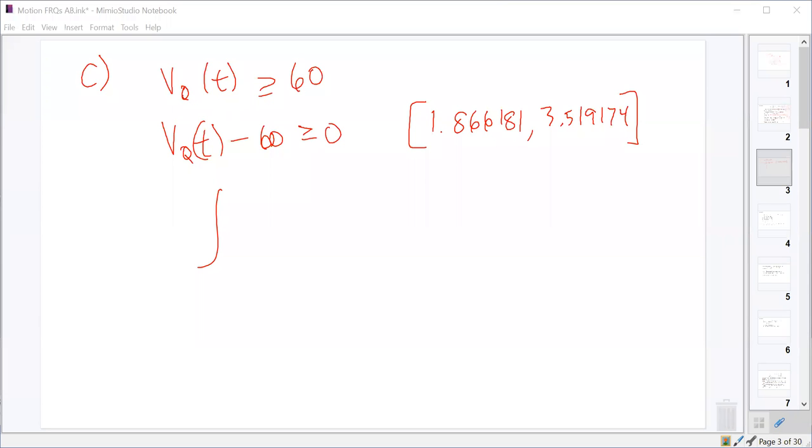Now we're recording. We'll go back and I'll re-talk about A and B for a second once we're done with part C. So we want to find the total distance traveled, which is the integral of the speed or the integral of the absolute value of the velocity.